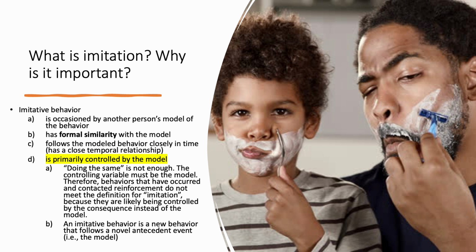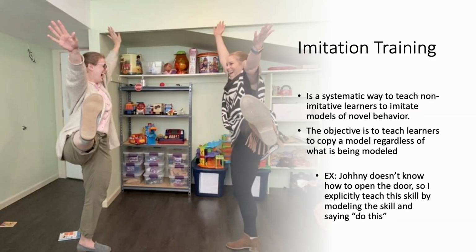So this leads us into our next topic, which is imitation training. Imitation training is when we teach a person in a very systematic way to copy models. This is for individuals who don't have an imitative repertoire already, or maybe they do have an imitative repertoire, but it's limited in capacity.